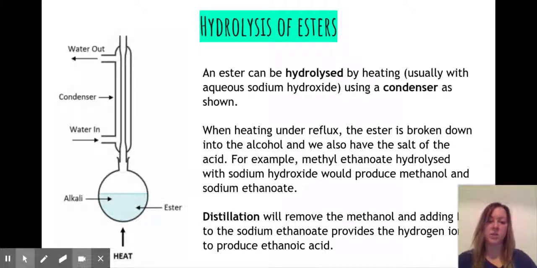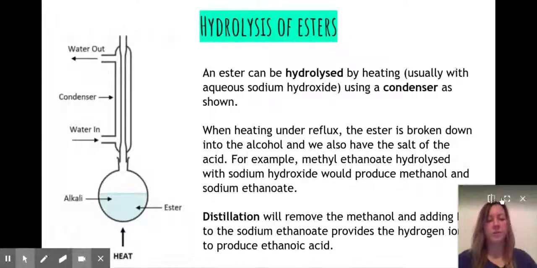So the ester is broken down into the alcohol, and we also have the salt of the acid. Now, because we're reacting with sodium hydroxide, we end up with a sodium salt of the acid. So for example, if you were hydrolyzing methyl ethanoate with sodium hydroxide, you would produce your methanol alcohol, but you would get sodium ethanoate, a salt.